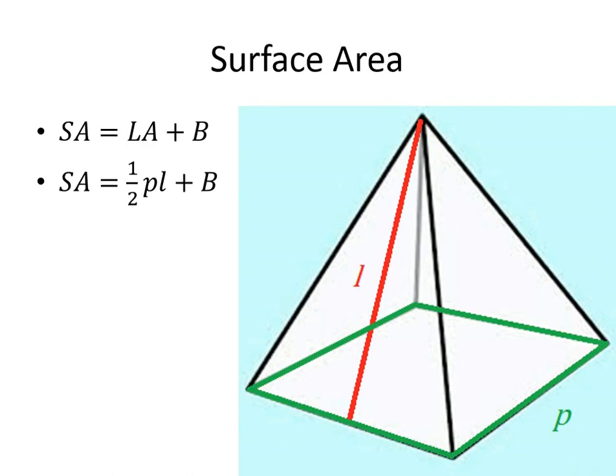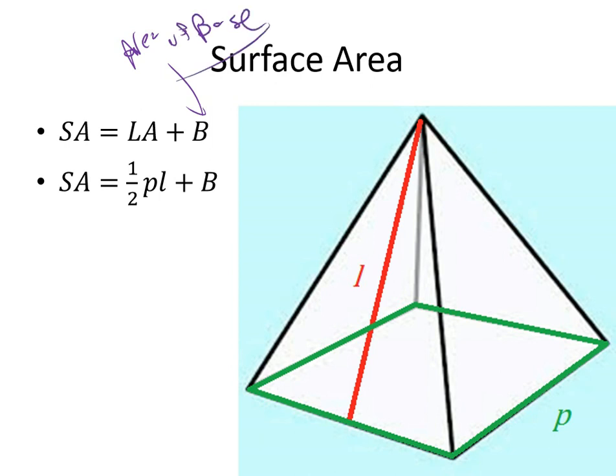Okay, now the surface area. The surface area of a pyramid is the lateral area plus only one of the bases. If you remember, for prisms and cylinders we multiplied by two bases. Since a pyramid only has one base, we only add in one base. So it's SA equals LA plus B. And if you don't want to use the LA, it'd be 1/2 PL plus B. Whatever the area of the base is, that's what this capital B is. It's the area of the base.